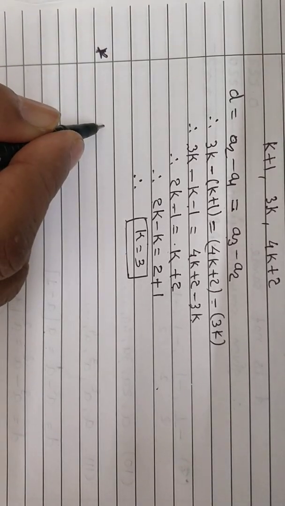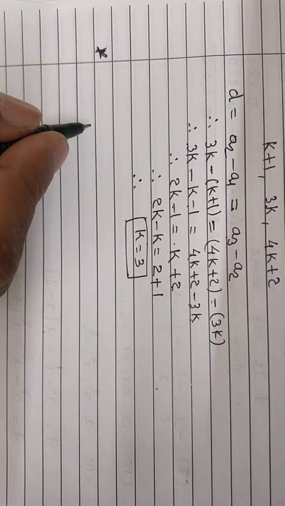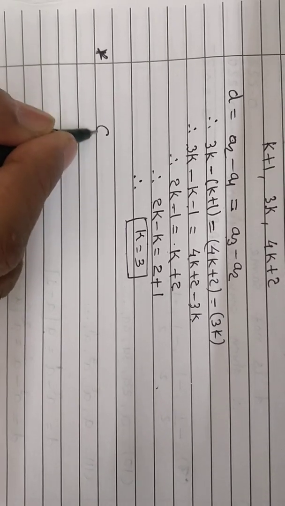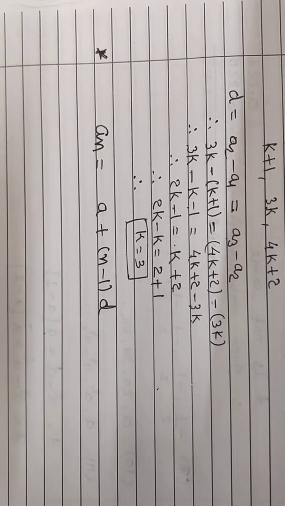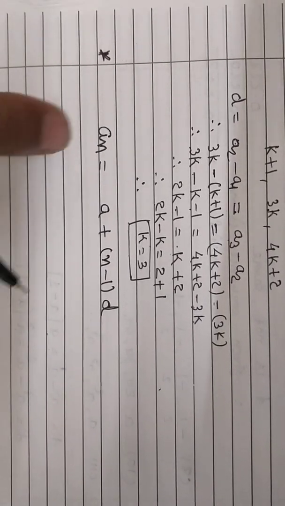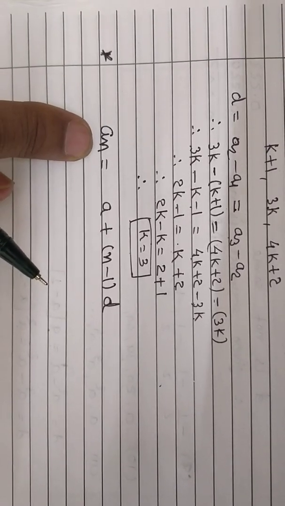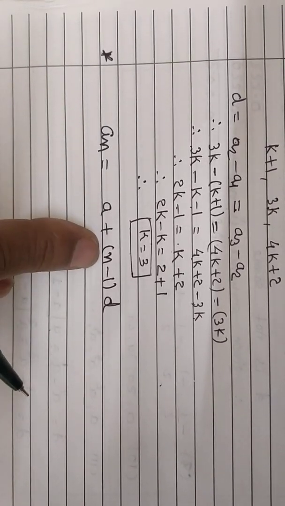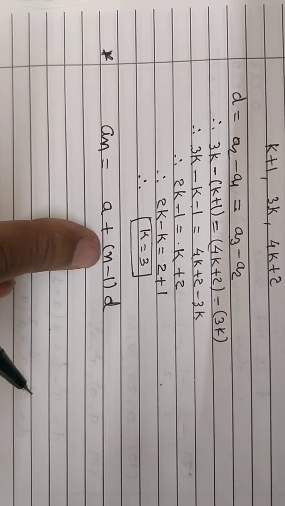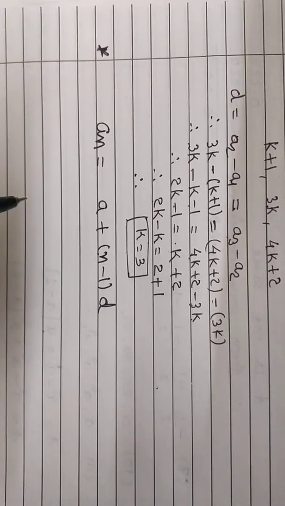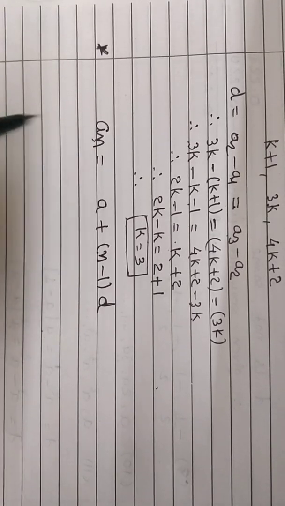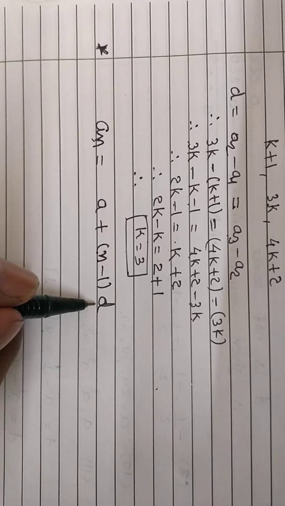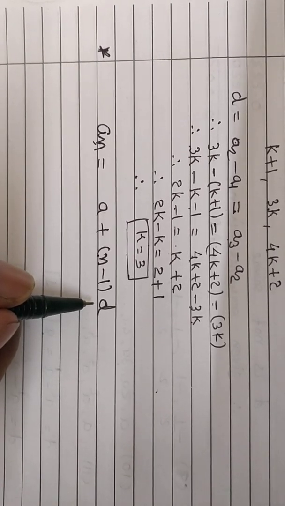Now there is one formula to find out the nth term. an is equal to a plus n minus 1 into d is a formula to find out nth term. an is a nth term. A is a first term. N is a number of term. Suppose fifth term, that means n is 5. Seventh term, that means n is 7. And d is a common difference. Okay.